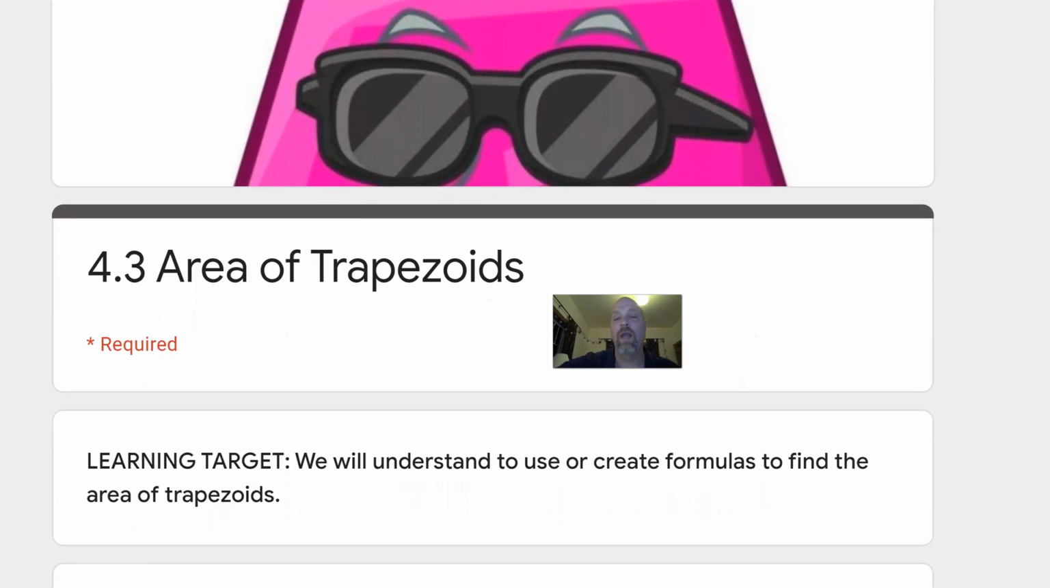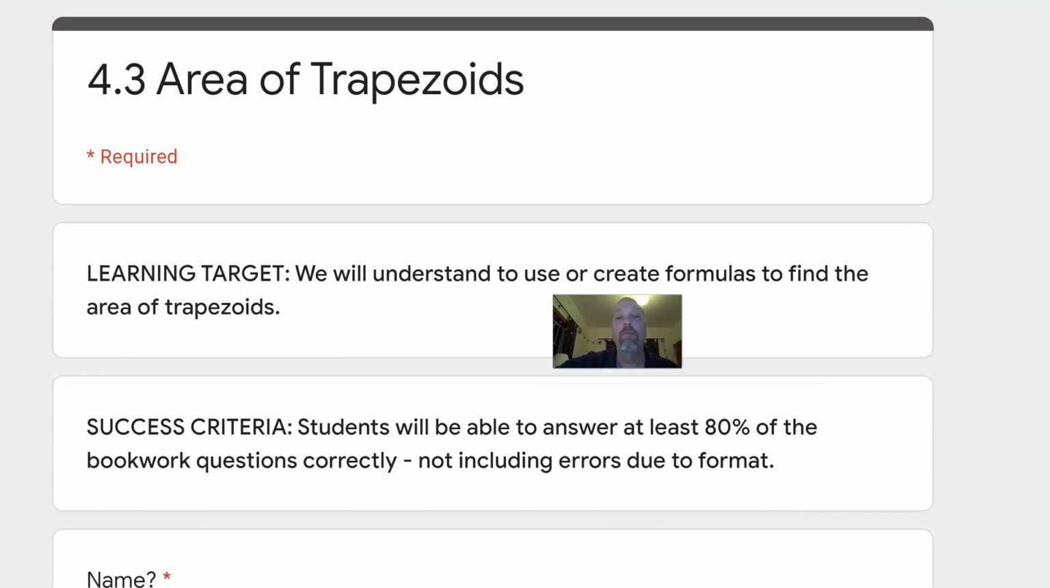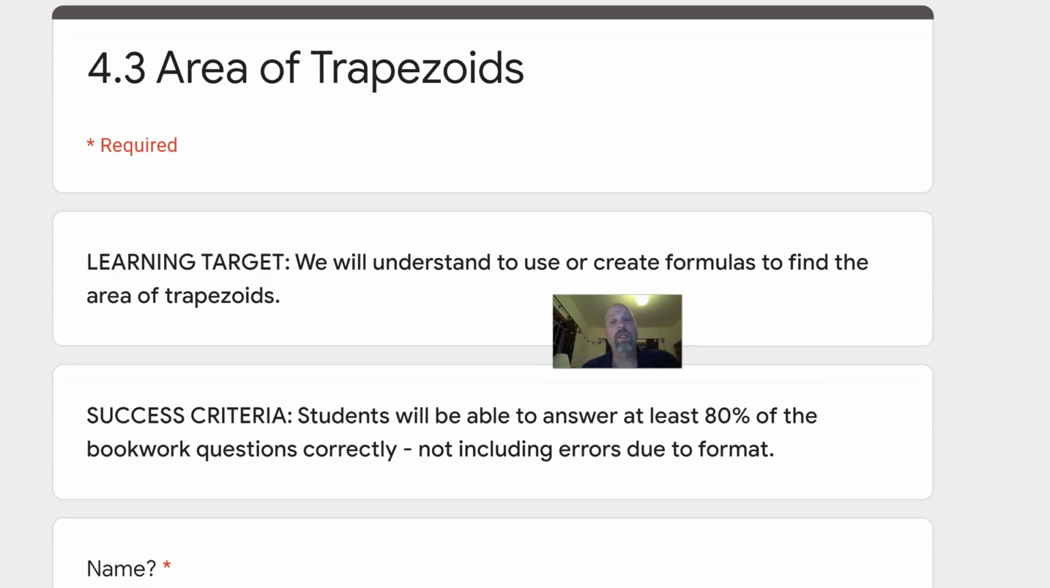So trapezoid is a shape you've known since you were a little tiny kid, but this one's a little bit more complex because now we understand the distributive property, so we can see how things fit together. So our learning target today is going to be to understand how to use or create the formulas for finding the area of trapezoids, and also our success criteria. Let's say 80%, because I think this is a little harder to understand because of the distributive property, but not really, because you're just going to learn a formula, and once you understand how it works, you'll have it forever.